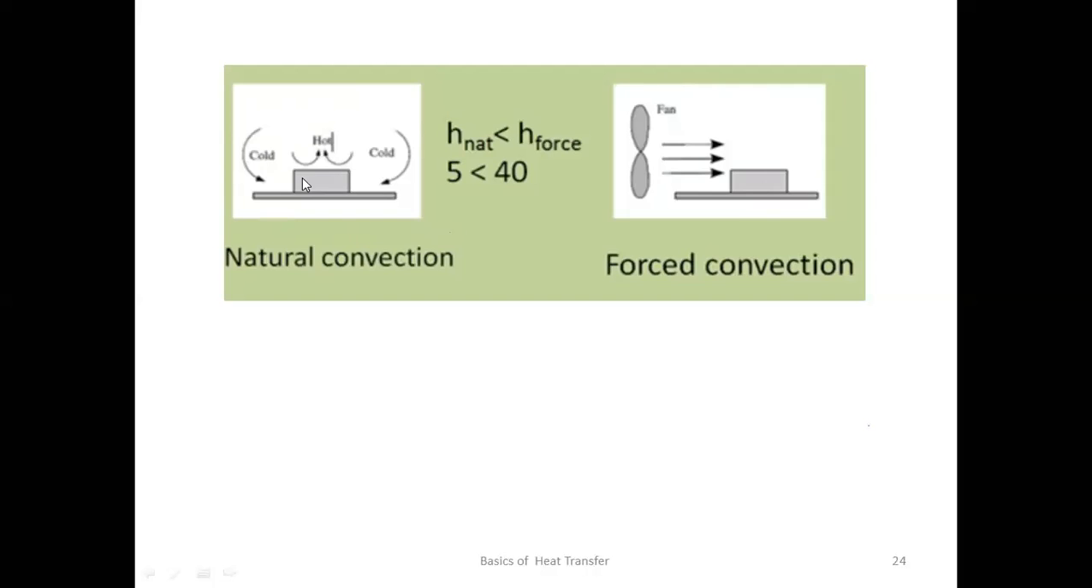See, in both the figures the object has the same area, and in both cases air is used, but because of the use of the fan, the value of the convective heat transfer coefficient is increasing, 40 as compared to 5. Now see how much difference there is. Hence calculating or finding the H value practically is much more difficult.